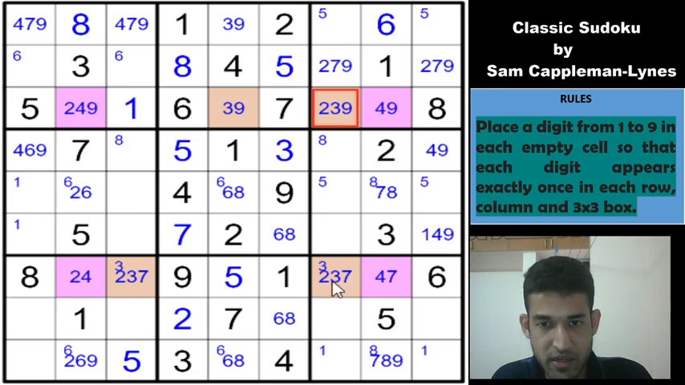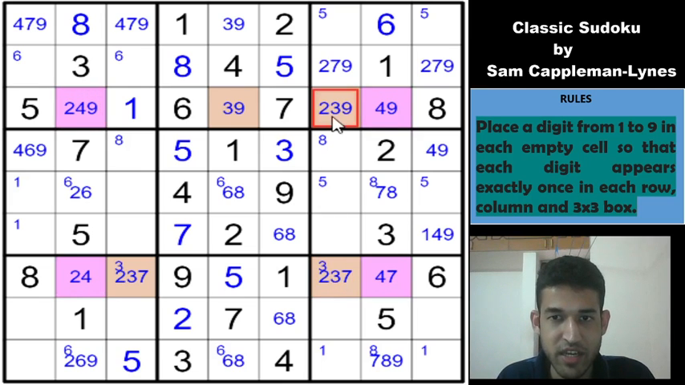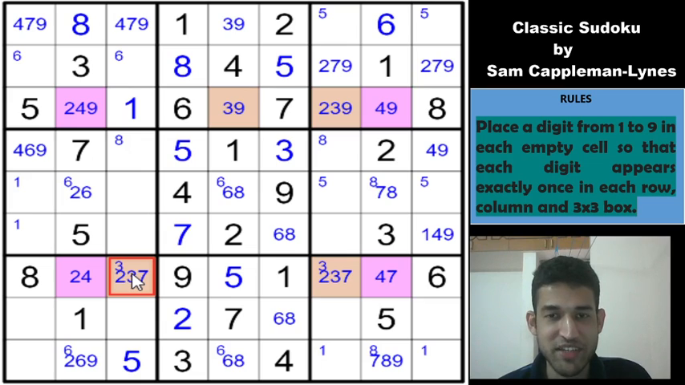So we actually didn't get any digit because of this X-Wing, but it was nice to spot that really because it helped us in removing the 4 pencil mark from these 3 cells. Is there one more X-Wing, guys? I would not be surprised if I see one more X-Wing. This is an amazing Sudoku.